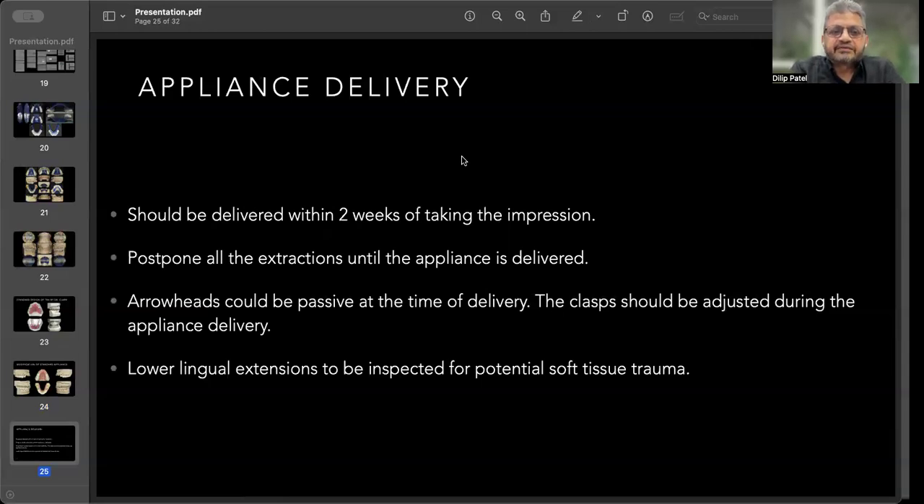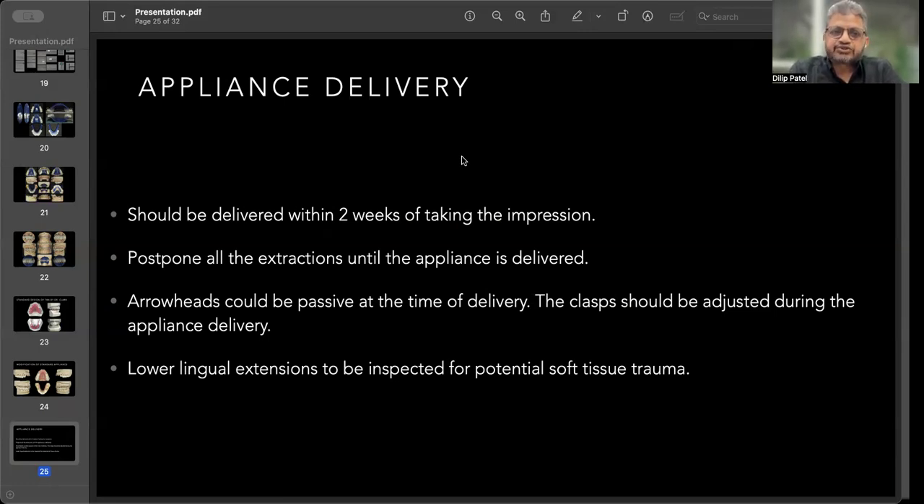Appliance delivery. First of all, the upper and lower appliance should be checked on the patient's study model. There should not be any nodules, nor should it have any bubble over the occlusal surface or over the tissue surface. It should be well finished. If you run your finger over the appliance on the tissue surface as well as over it, it should remain very smooth without any sharp margin or point.